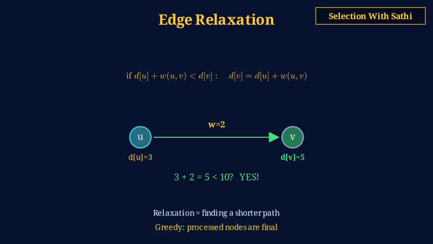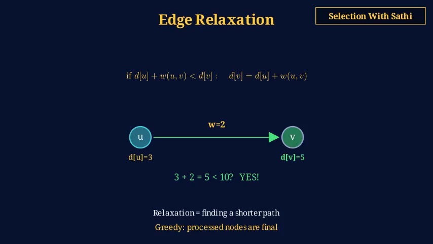Look at line 2. For each neighbor v of the current node u with edge weight w, line 3, compute the new distance as dist of u plus w. Line 4, if this new distance is less than the current dist of v, we found a shorter path. Line 5, update dist of v to the new shorter distance. Line 6, record u as the parent of v. This is for path reconstruction later. Line 7, push the new distance and v into the priority queue.